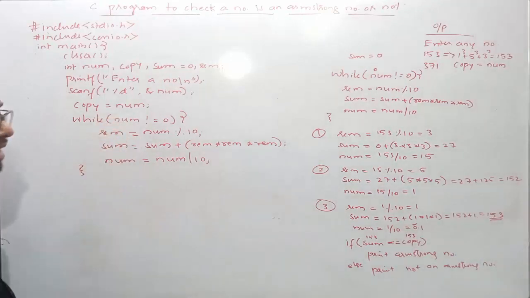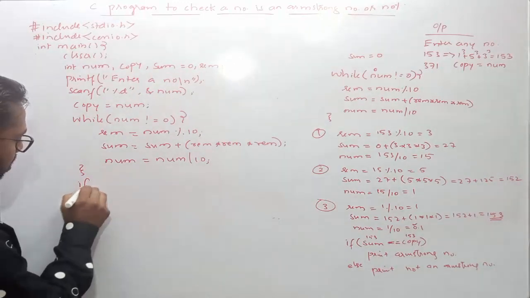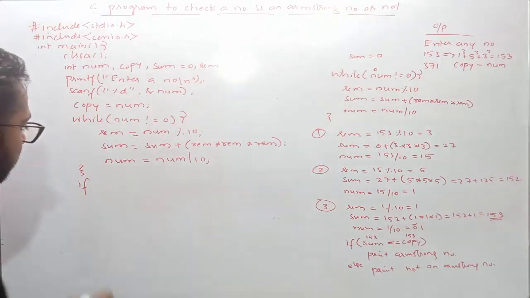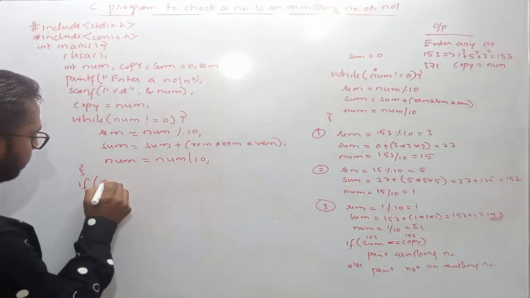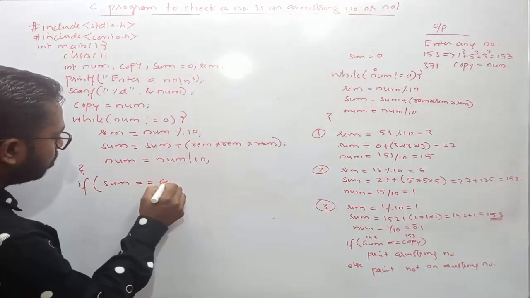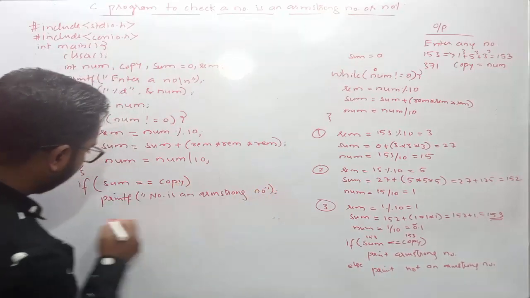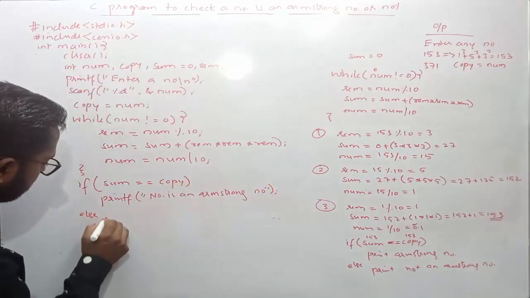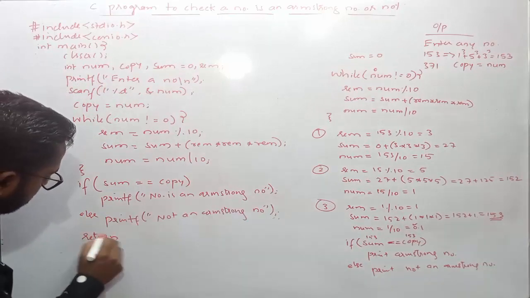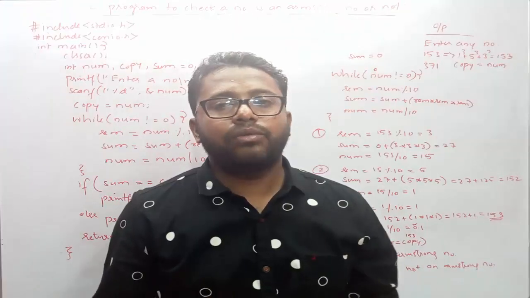Once these tasks get completed, then we will be performing a comparison. If sum is equal to copy, then print Armstrong number, else print not an Armstrong number, return 0, bracket closed.